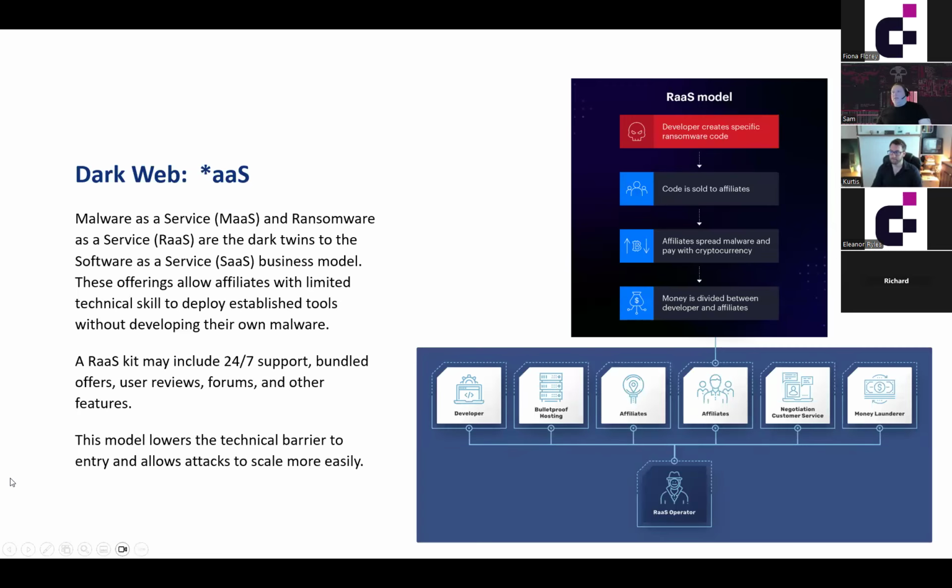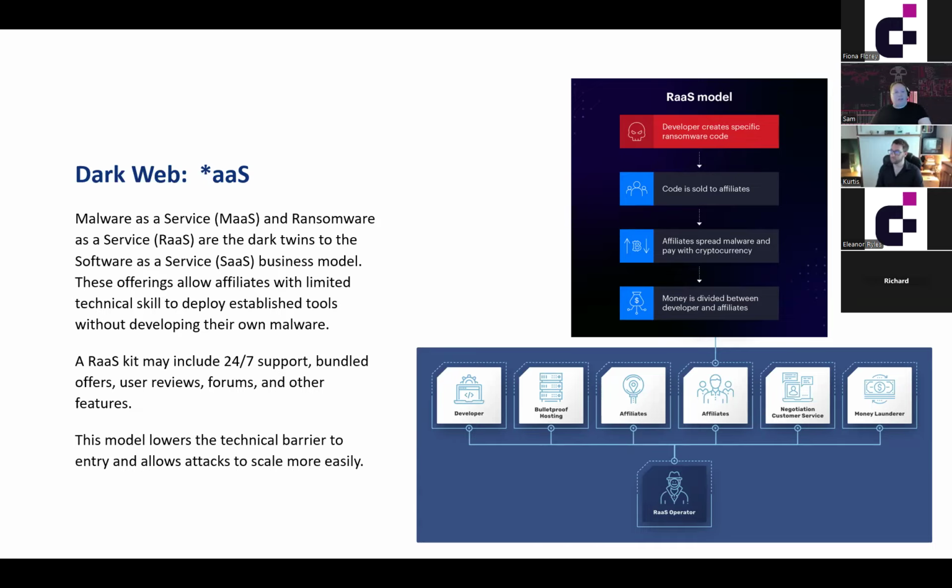Okay, if we go into the next slide, I should have probably changed this. Something as a service, or AS, as I'm now going to refer to it. These things are all over the darknet. It's malware as a service or ransomware as a service are the main ones. They're the dark twins to the software as a service business model. If you know the software as a service business model, your cloud services, stuff like that, these are just the illegal versions of that. These offerings allow affiliates, those are just people who want to break the law, with limited technical skill to deploy established tools without developing their own malware.